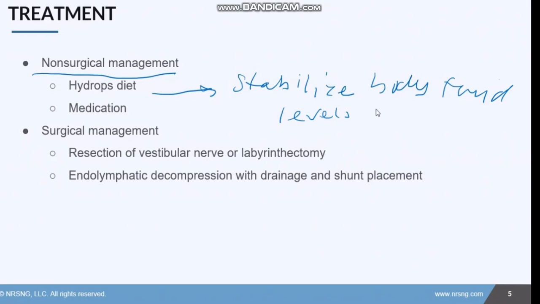The medications that will be given are aimed at reducing vertigo and vomiting and helping the patient restore normal balance.